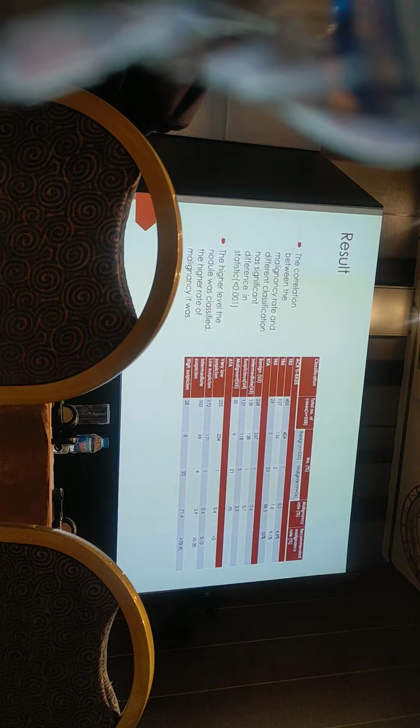What's the result? We found that the correlation between the malignancy rate and the different classifications had a significant difference statistically. It means that the higher the level the nodule is classified, the higher the malignancy rate the nodule has. We also find that in the Taiwan system, the malignancy detection rate is very high, up to 88%.